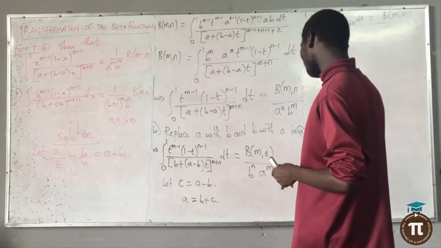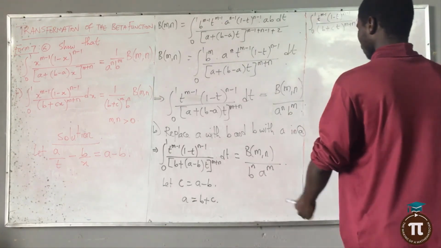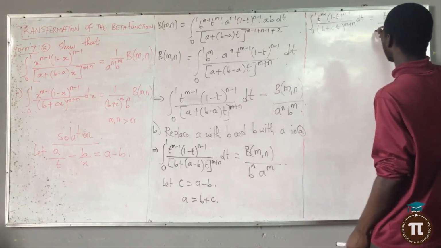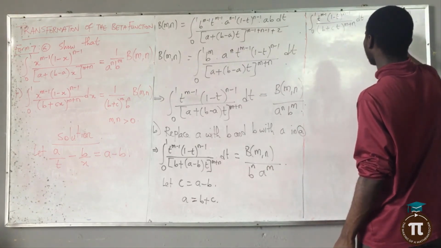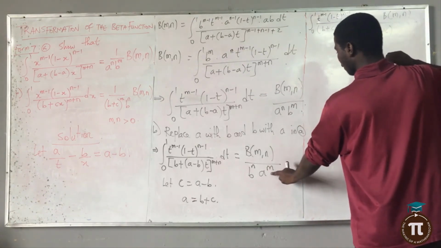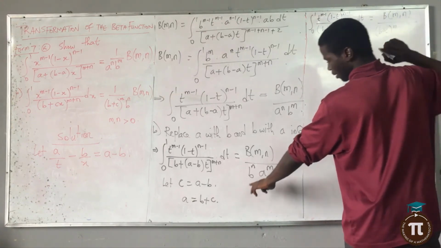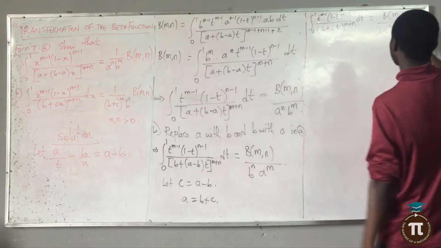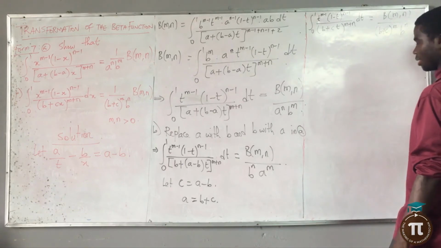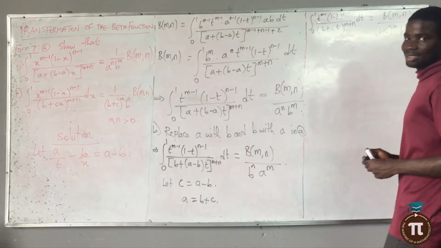So if I replace a with b plus c, I have b plus c raised to the power of m, because that is a, b plus c raised to the power of m, then b raised to the power n. And that is the answer.